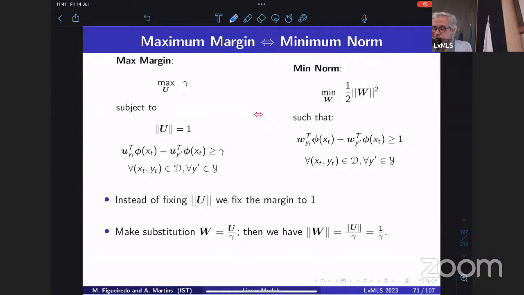So now there's a trick, which is let's rewrite this in a different way. Instead of fixing the norm of u to be equal to 1, I fix the margin to be equal to 1 and say, okay, I'm going to insist that the margin is at least 1. And then I'm going to choose w, and I'm going to rescale. This is equivalent to saying I'm going to rescale w as u over gamma. And I'm going to minimize with respect to w. But since u has fixed norm equal to 1, minimizing w is the same as maximizing gamma.